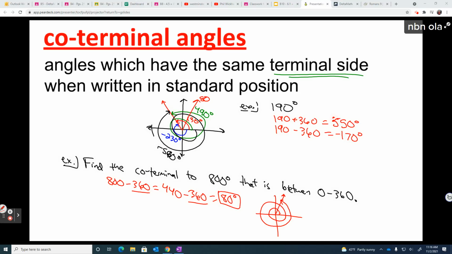So this is typically what we're going to be asked to do: find a coterminal angle between 0 and 360. We could also do this for the negative. If it was the same question and we said negative, let's say 450 degrees, how would we find the coterminal angle there?